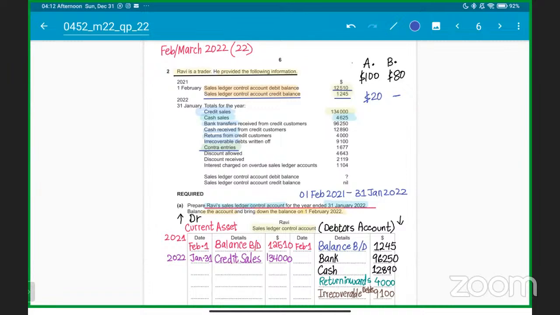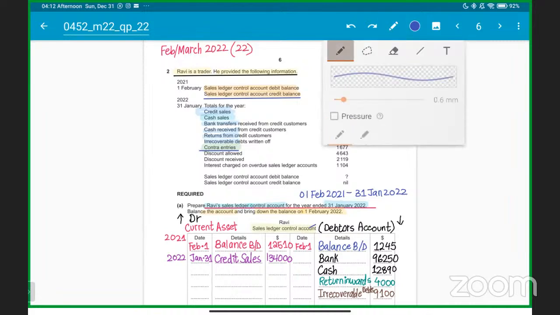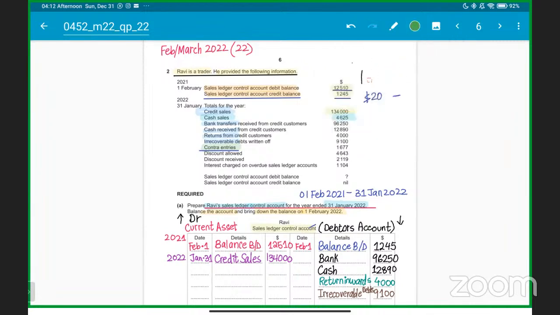So similarly, the contra entry here means that some of the amount, that is the smaller amount, 1677, is being set off with the purchase ledger account. Your sales ledger control account, your debtors account, is being set off with the suppliers account. Getting it? Your customers account is being set off with the suppliers account, or the payables account. So that's what we are saying to the examiner. 1677 will be the contra set off.